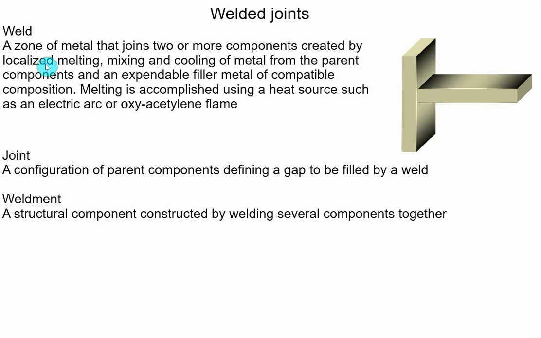A weld is defined as a zone of metal that joins two or more components, created by localized melting, mixing, and cooling of the metal from the parent component and an expendable filler metal of compatible composition. Melting is accomplished by using a heat source such as an electric arc or oxyacetylene flame. There are various types of welding procedures that we know here: spot welding, TIG welding, MIG welding, projection welding.